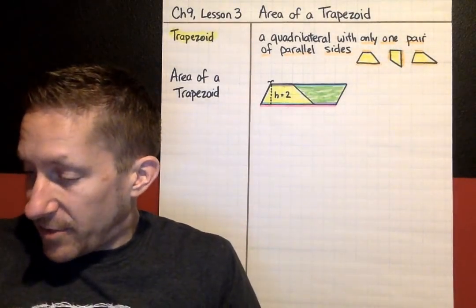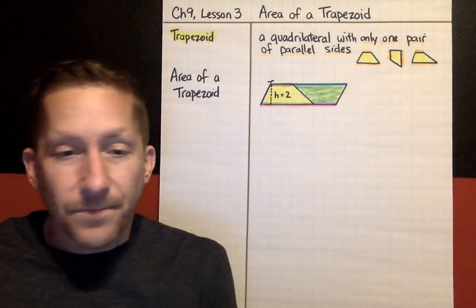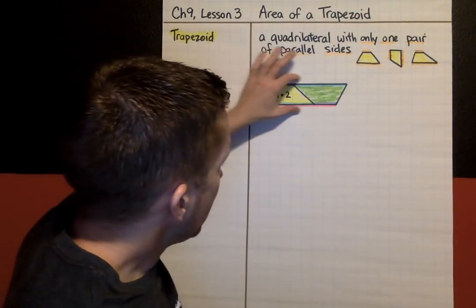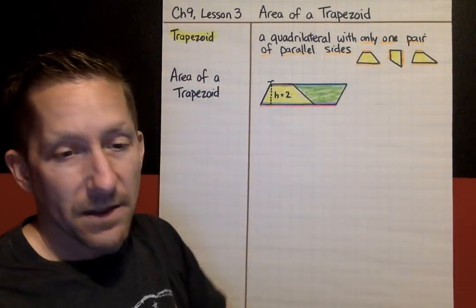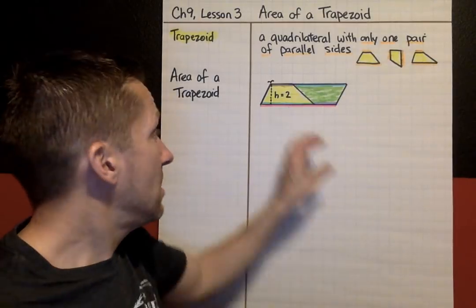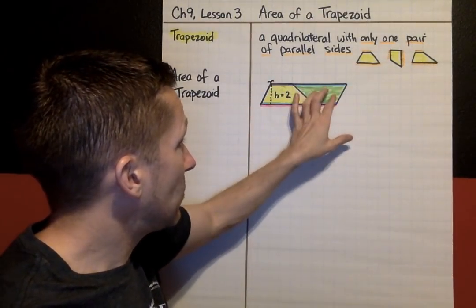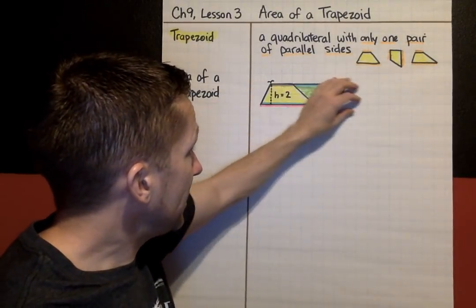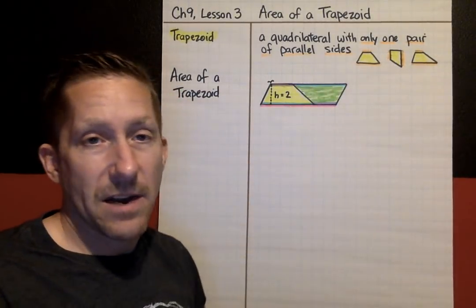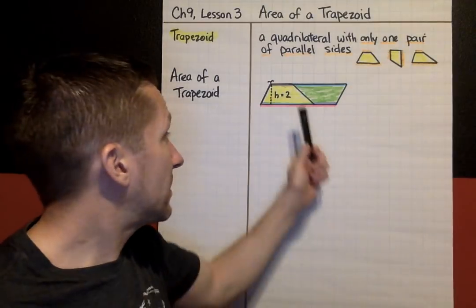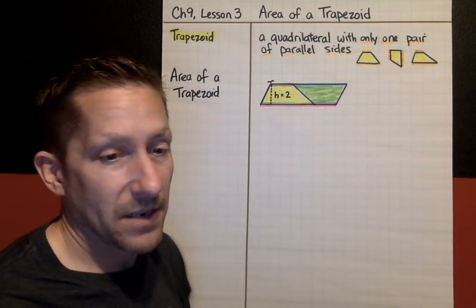So the area of a trapezoid is the area of this parallelogram cut in half. I only want half of this area. I want the yellow. I don't want the green. But I'm finding the area of an entire parallelogram and chopping it in half. That will give me the area of the trapezoid.